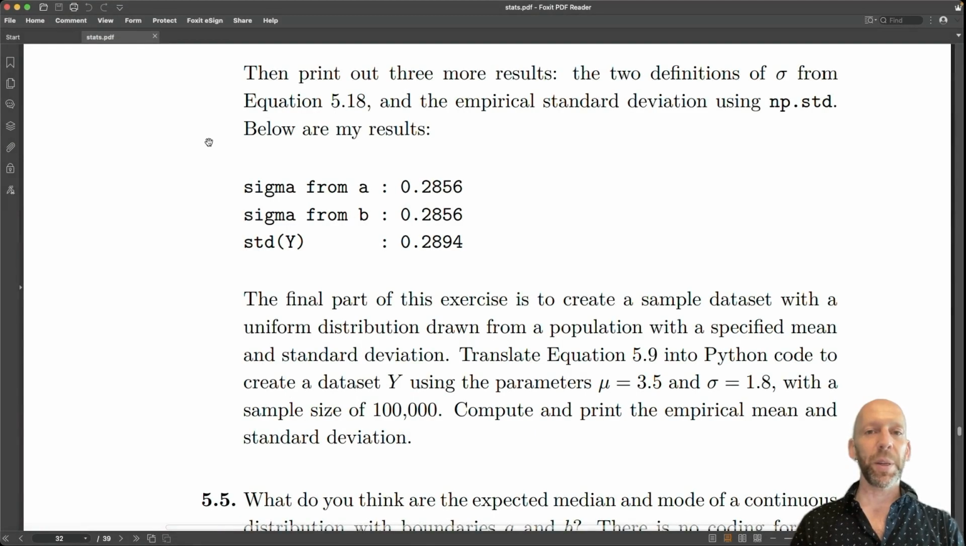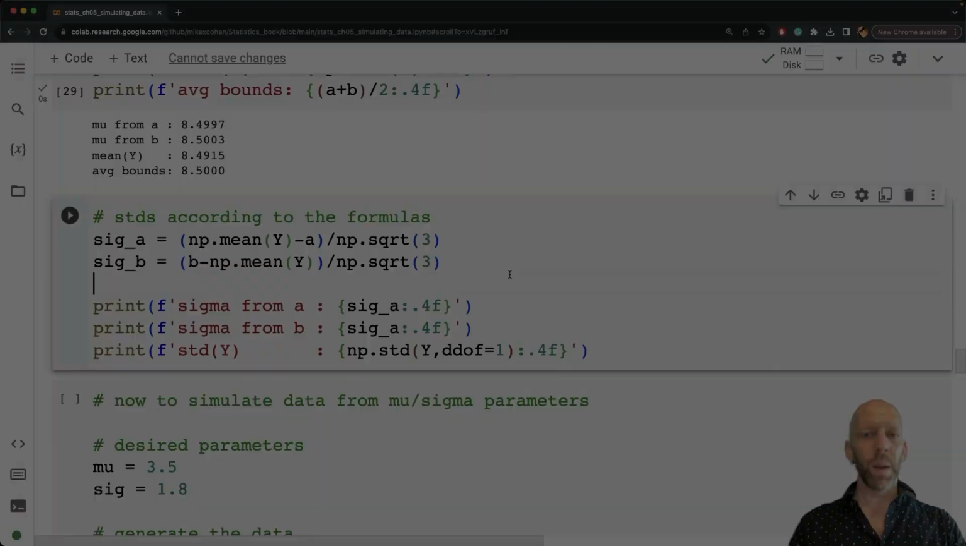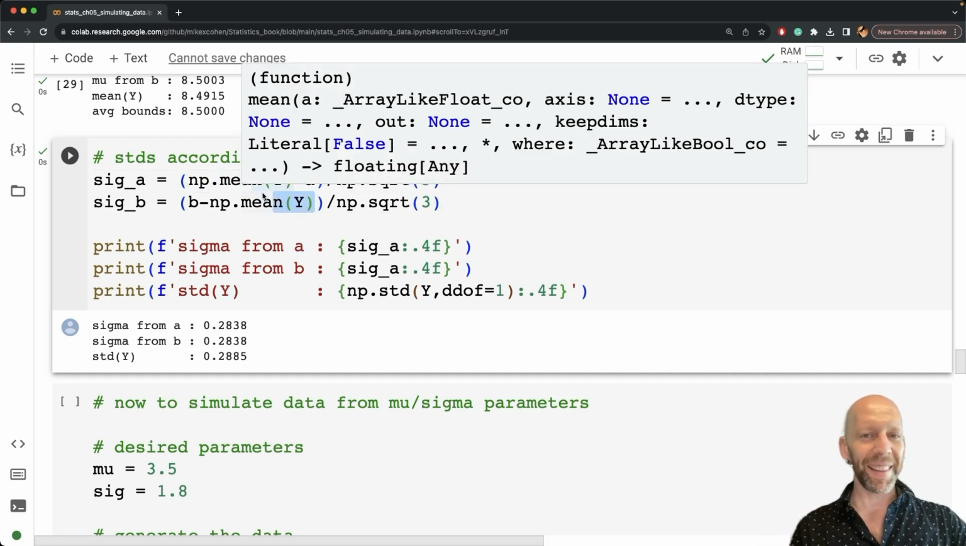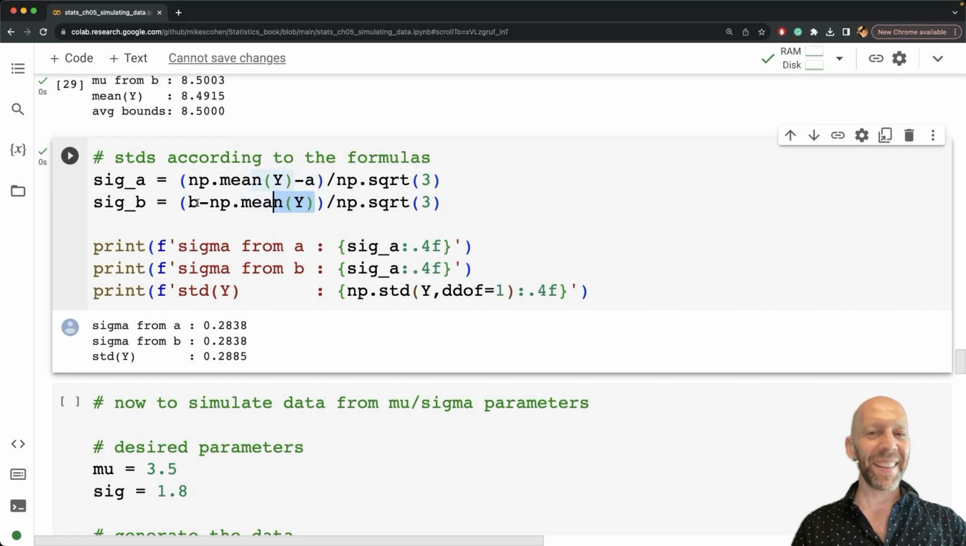So then we do basically the same thing. We want to compute sigma from A, sigma from B, and then the empirical standard deviation of the data set. Again, these should all be roughly comparable to each other. So here you see the code, and I'm computing sigma according to the formula, so based on the average of, I'm sorry, I said A, I meant Y, the data set, the average of the data set and the upper boundary B.